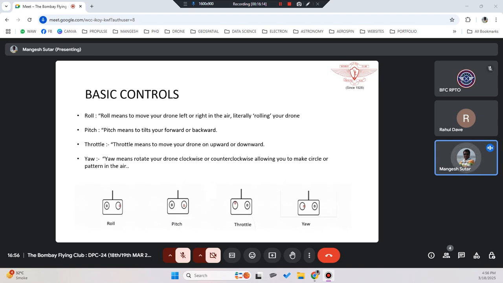Mode 1 is normally used in the US. It's similar to left-hand drive and right-hand drive. India and Asian countries all follow mode 2, whereas the US, Canada, and maybe in Australia some people use mode 1, depending on preference.